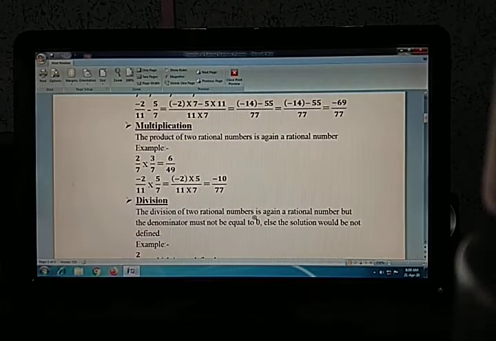Now in the third, that is in the multiplication, when the operation is multiplication, what do we get? The product of two rational numbers is again a rational number. Here also the closure property is valid. You can see if you multiply, here the multiplication is very simple. Just try to multiply the numerator with the numerator and the denominator with the denominator. And the answer that we get here is a rational number.